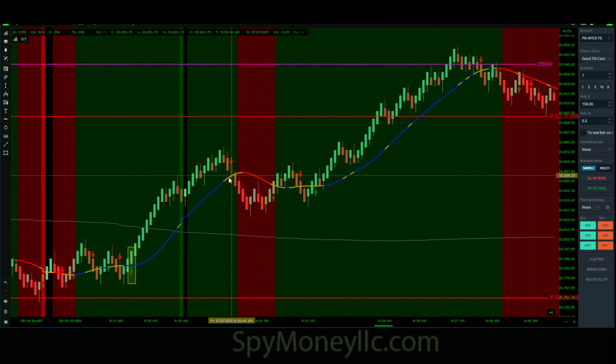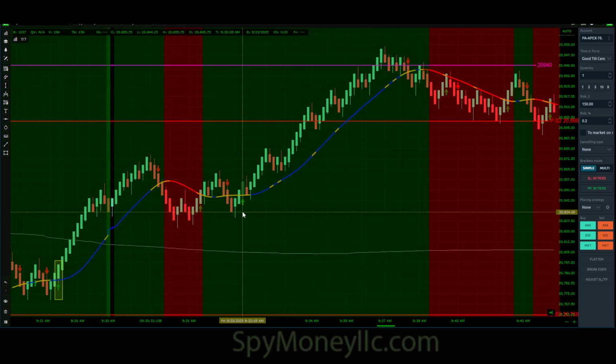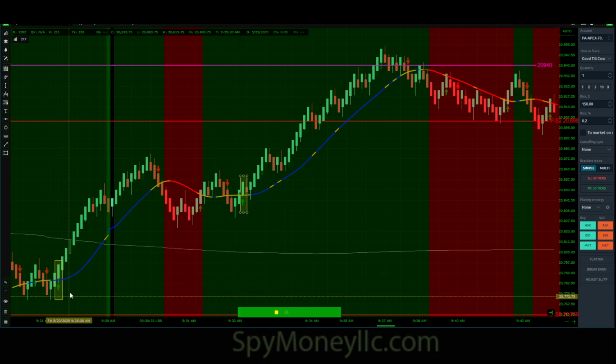This would not have been a trade because our signal was back here. We got a green background. We have an orange man of war, so he would not have taken it. He would not have taken this one either. And he would not have taken this one, but this would have been his second signal. So he would have got the first one there because we got green background, blue man of war, and green sniper.